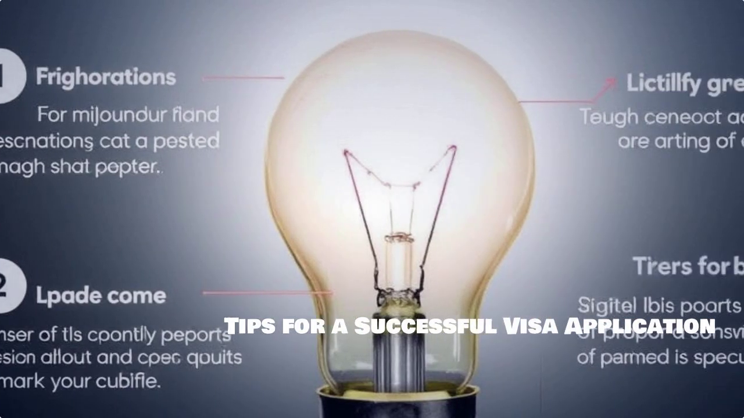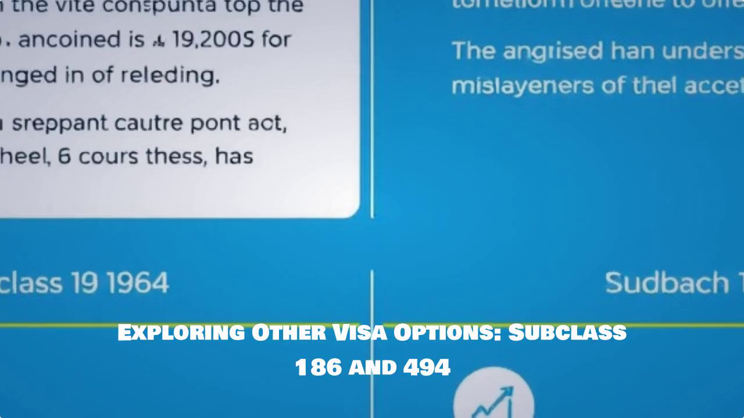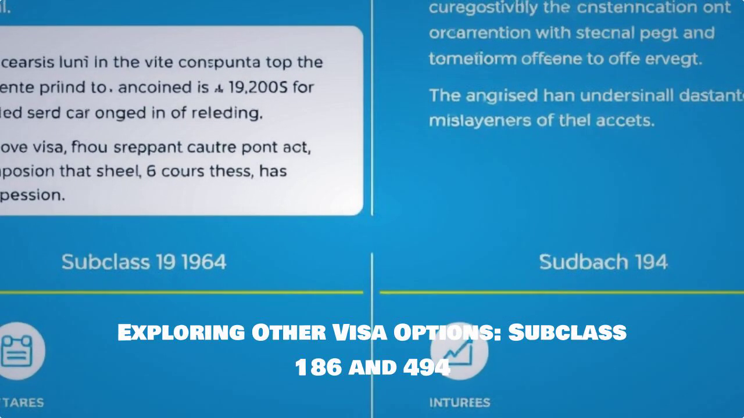Here are some essential tips to enhance your chances of a successful application, including maintaining clear communication with your employer and being thorough in your paperwork. If the subclass 482 isn't right for you, consider other options such as the subclass 186 Employer Nomination Scheme or the subclass 494 Skilled Employer-Sponsored Regional Visa.